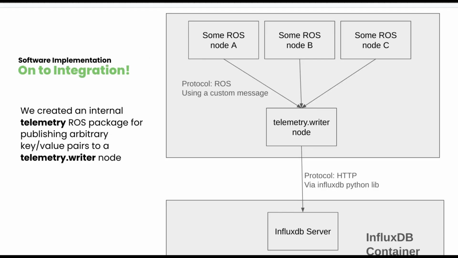Inside the ROS stack, different nodes could easily publish messages saying, hey, I want to save this data. I just picked a nail. I just cleaned a piece of wood. So they would publish to a telemetry node that we created, and then that would save to the server.